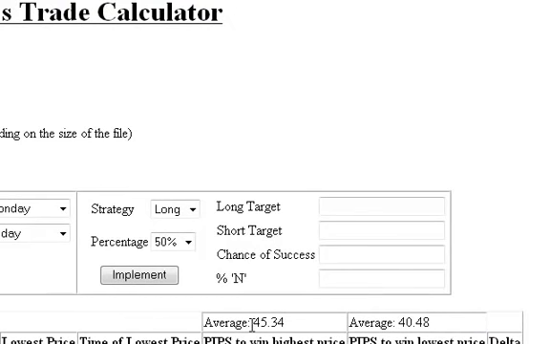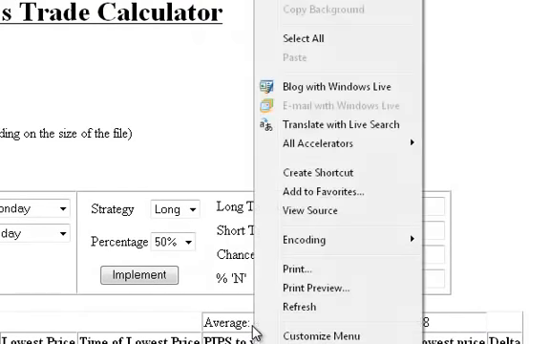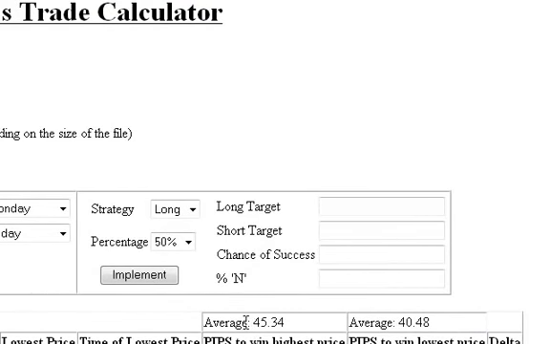You can see here that the average is 45 for a long and 40 for a short. So if we try, let's say, 30% of that number, it tells us we are going to have an 82% chance of success by entering this long trade. A short trade gives us about a 72% chance. Let's see if we change that to a 20. That gives us an 82.